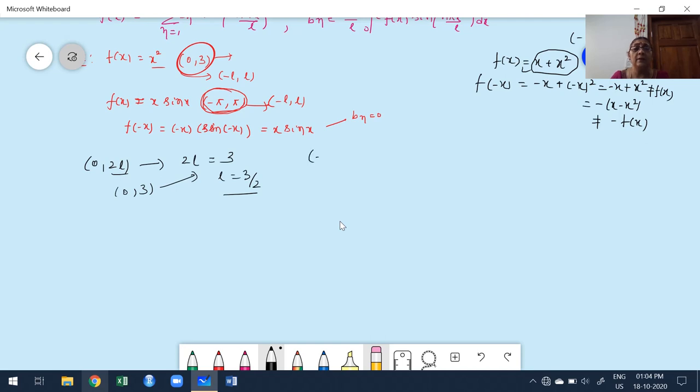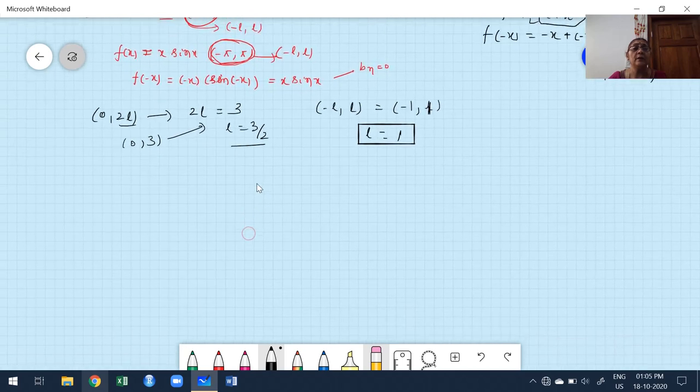Then similarly, whenever the given interval is in the form of the second case, how do we take the value of L? L is again the upper limit of the given interval, and then we get the value of L. This is a way to find out the value of L. You must take care of taking the value of L, because it is a very important tool to construct the Fourier series.